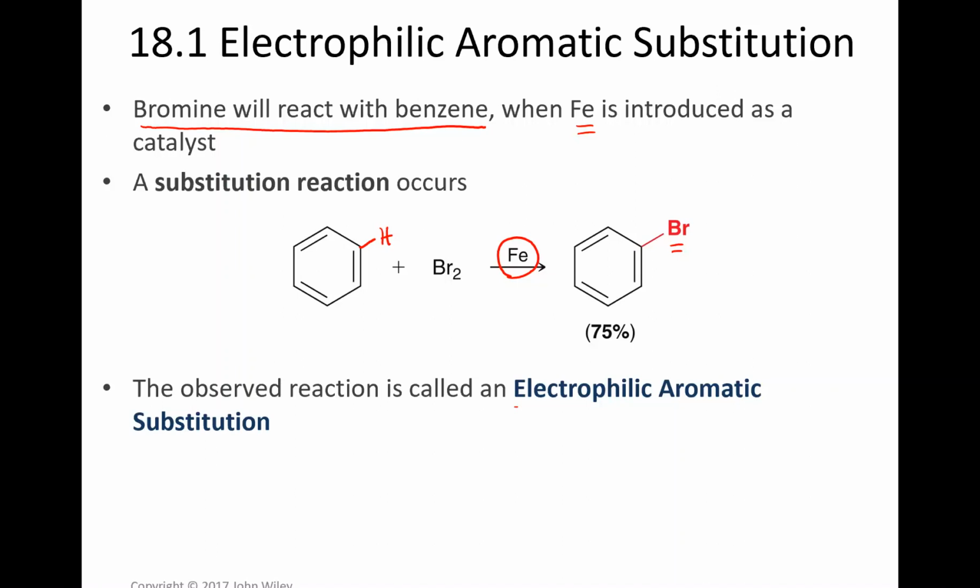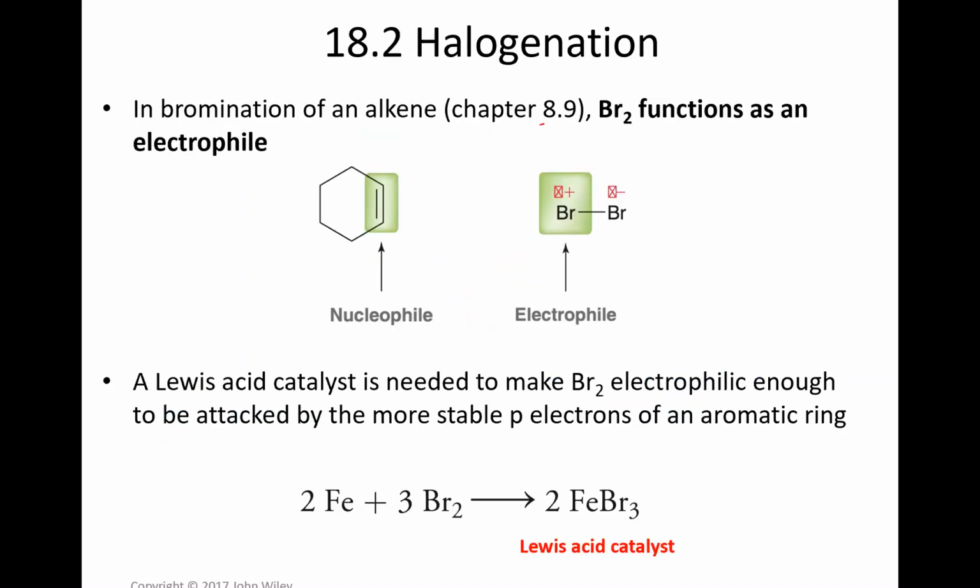The observed reaction is called an electrophilic aromatic substitution reaction, and that's named after bromine, which is an electrophile. So we name the reactions after what's being added as a reagent. And so since we're adding an electrophile in bromine, we call it an electrophilic aromatic substitution.